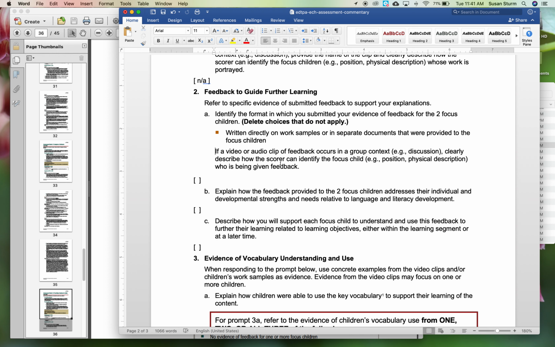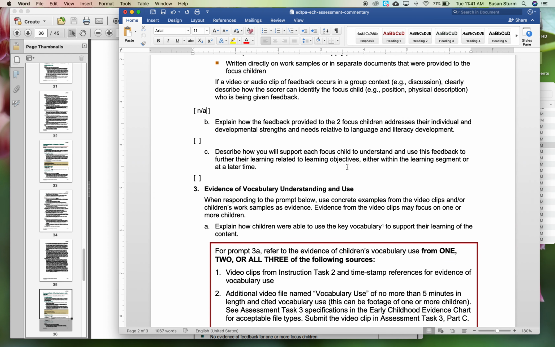If a video occurs, describe the context and clearly describe how the scorer can identify the focus children. So this again, if you don't have a video, is an NA. So part B: explain how the feedback provided to the 2 focus children addresses their individual and developmental strengths and needs relative to language and literacy. There's a lot going on in this response because you have to talk about each of your focus children, their developmental and individual strengths and needs, and then literacy and language.